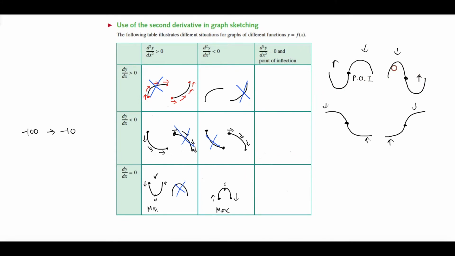Okay, now we have to put all of these into our columns. Let's have a look at what they can be. So when dy/dx is bigger than 0 and d²y/dx² is equal to 0, which one of these do we take? Let's have a look at the point of inflection. We're only looking at the point of inflection here, okay? Now, which gradient is positive at the point of inflection?